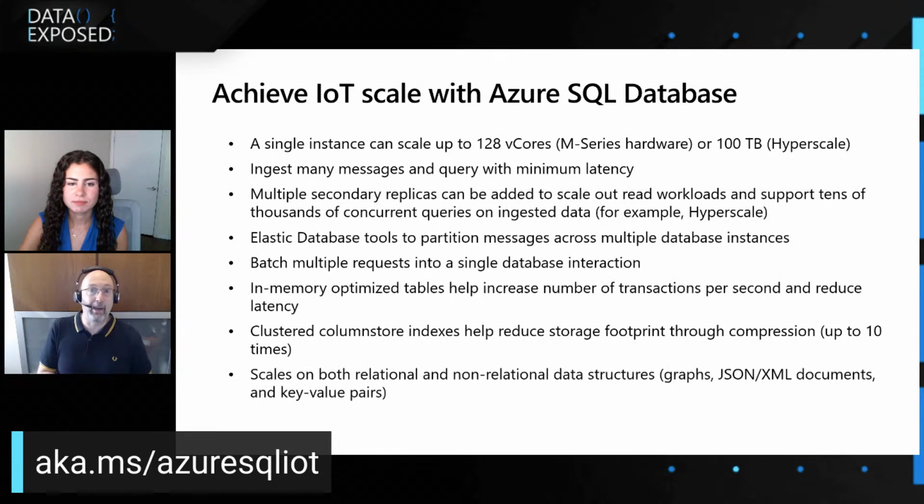Right now we can scale up to 128 vCores with a single database, and up to 100 terabytes for the Hyperscale tier, right? This means the ability to ingest a lot of incoming messages, billions and billions of incoming messages, with one of the lowest latencies possible, right?